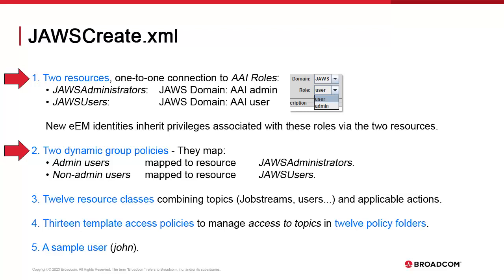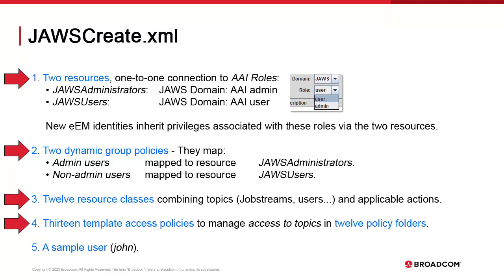If you want to create an admin group that has access to admin privileges, use save as to clone the policy. The script also loads 12 resource classes that define granular access to AAI topics, like job streams, users, and schedulers. By granular access, we mean the individual actions that you can perform against these topics: view, create, add, delete, and so forth. These resources should not be modified.